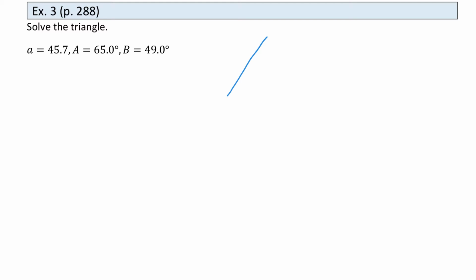So here we have the triangle. Let this be angle A, and this angle is 65 degrees. This one, angle B, and it is 49 degrees, and then the missing angle is angle C. Side a is the opposite of angle A, and it is 45.7, and we will find sides b and c. As you see, in this triangle, we are given one side and two angles. One angle is the adjacent, and the other one is the opposite to this side. We can say that this is SAA triangle, side, angle, angle.